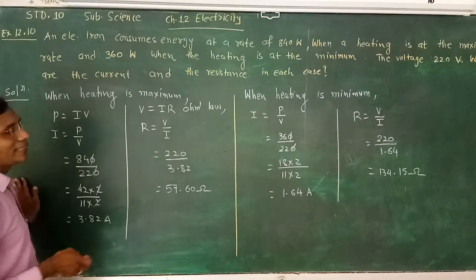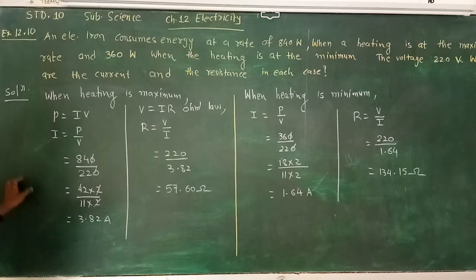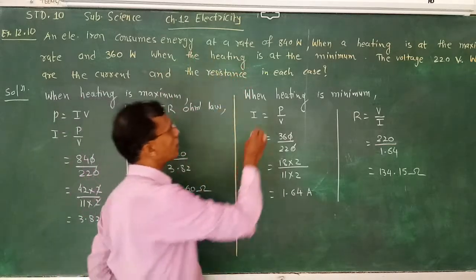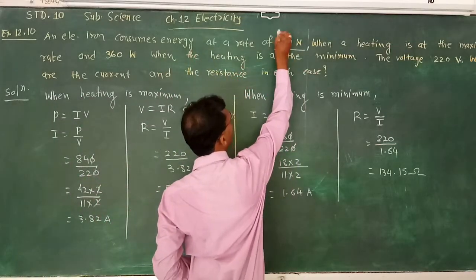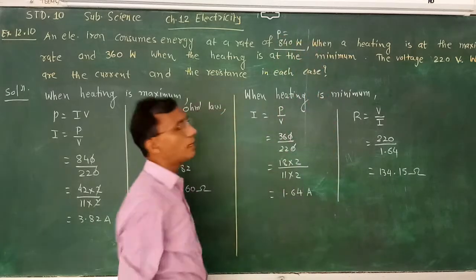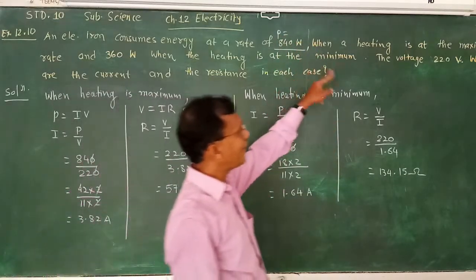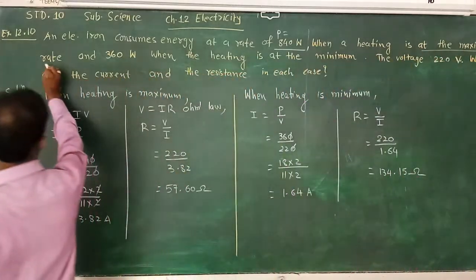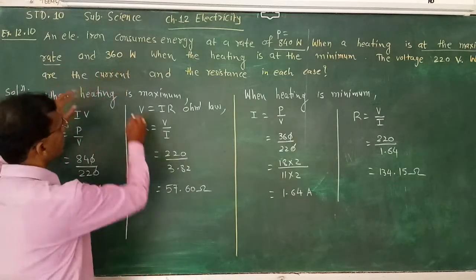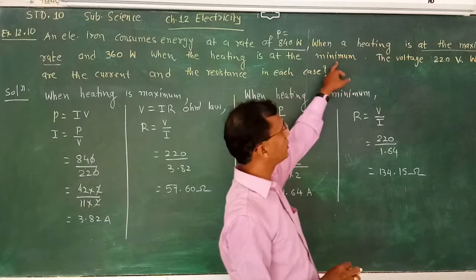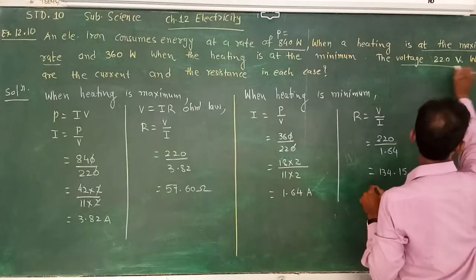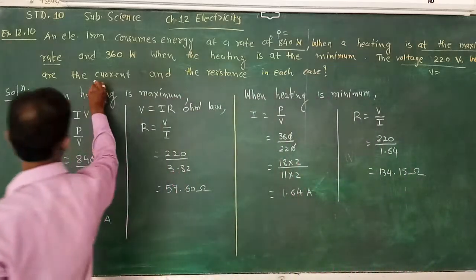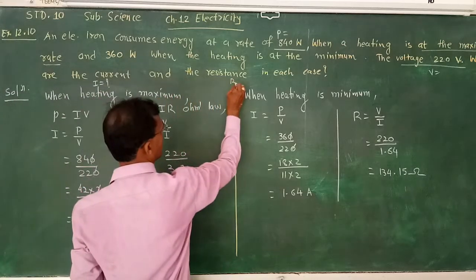Okay, now we'll continue with example 12.10. The question is: an electric iron consumes energy at a rate of 840 watt, that is, power P is equal to 840 watt when the heating is at the maximum rate, and 360 watt when the heating is at the minimum rate. The voltage V is given as 220 volt. Find the current I and the resistance in each case.